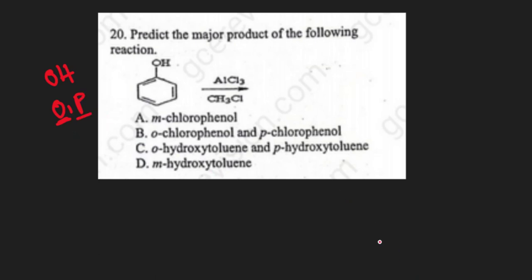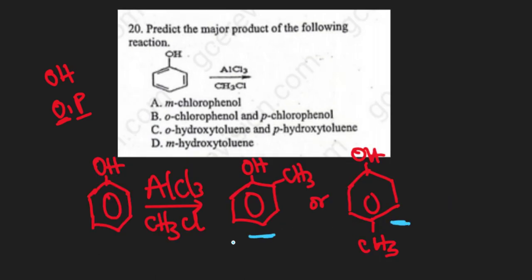So we're saying that if phenol reacts with chloromethane, we are going to have the product this and this, where this is 2-hydroxy-toluene and this is 4-hydroxy-toluene. Now this is the para, this is meta, this is ortho, this is as well para, ortho, meta.